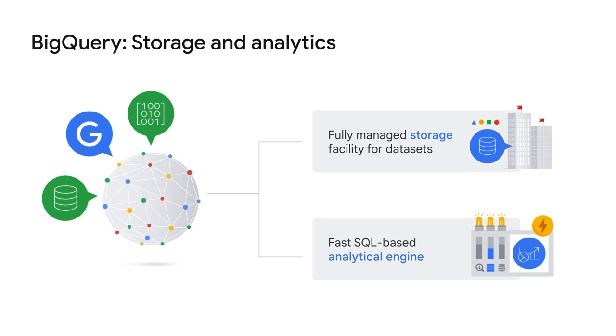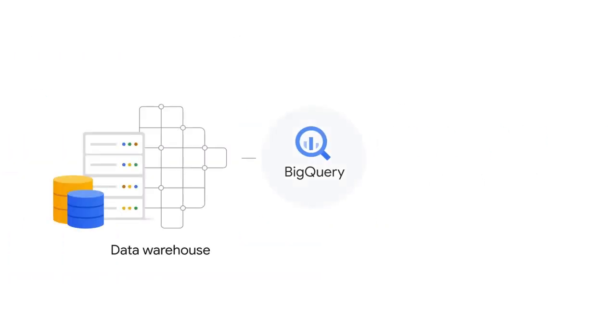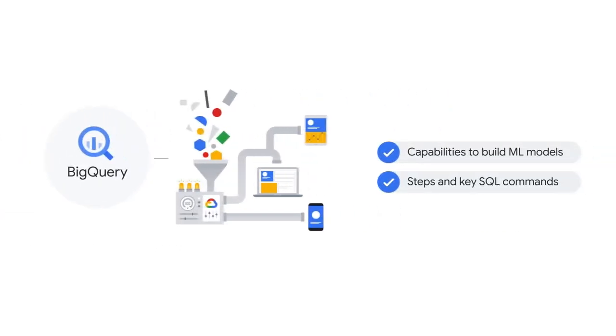The two services are connected by Google's high-speed internal network. It's this super fast network that allows BigQuery to scale both storage and compute independently based on demand. Although it started out solely as a data warehouse, over time it has evolved to provide features that support the data to AI lifecycle, meaning you can perform both data analytics and build ML models within BigQuery. In this lesson, you explore BigQuery's capabilities to build ML models and walk through the steps and key SQL commands to do so.